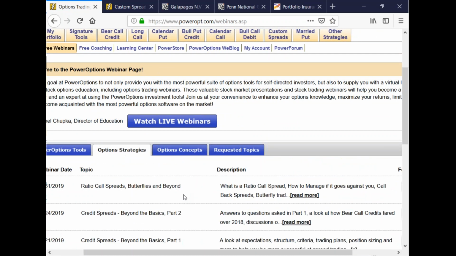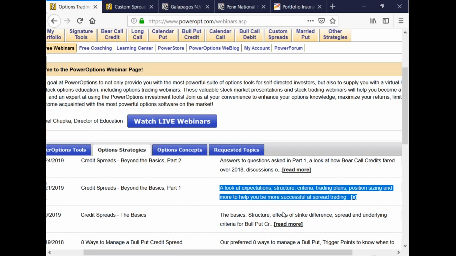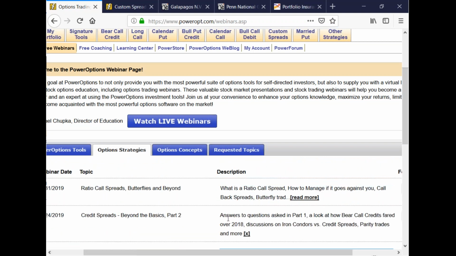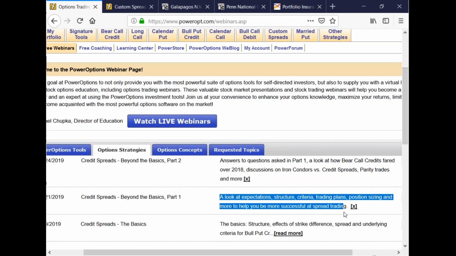Beyond the Basics, Credit Spreads Beyond the Basics Part 1. So we talk about the expectations, structure, trading plans, position sizing. And Part 2 was answers to questions of Part 1, how bear calls fared over 2018. This one here, Part 1.